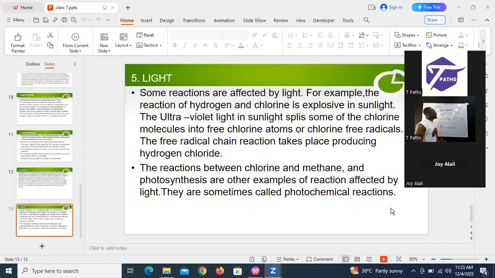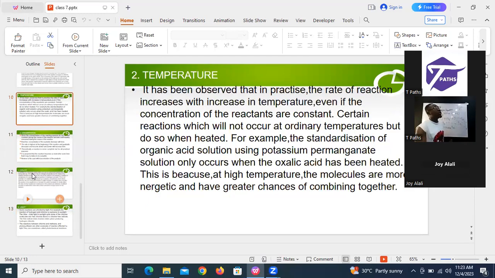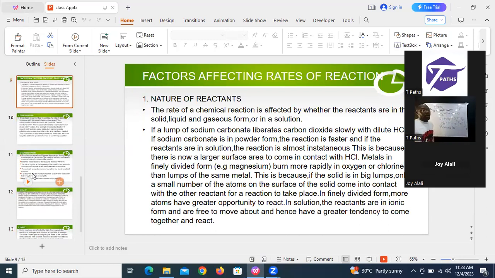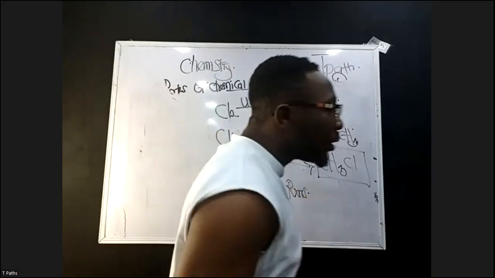Some people will say nature of reactant is different from surface area. Yes, that is true. We can also put nature of reactant as part of it, and surface area too. I put nature of reactant and explain it together with surface area. Nature of reactant, we are looking at the lumps and the powder. But for surface area, we are looking at the fact that the powder can increase the surface area. And with that, we've been able to understand the basics of the rate of chemical reaction. So by now, you're able to identify why a reaction will take place slowly or faster.